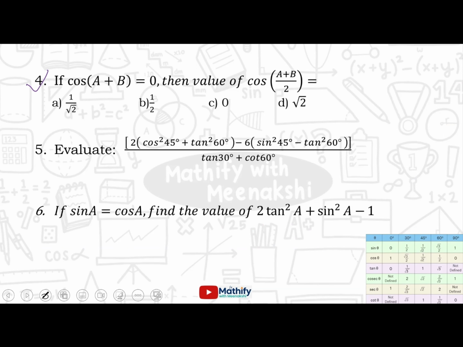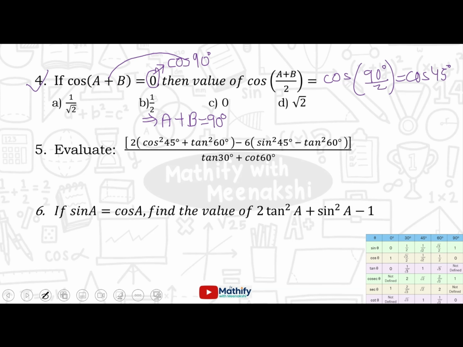In question number 4, it's given if cos A plus B is 0. Now when cos is 0, at 90 degree, you can say cos 90 degree. This means you can say that your A plus B is 90 degree. Just compare these two. Now, what is cos A plus B by 2? You know that if A plus B is 90, that means 90 by 2, and that means cos 45. And what is your cos 45? You can see here it's 1 by root 2. So correct answer is A option.